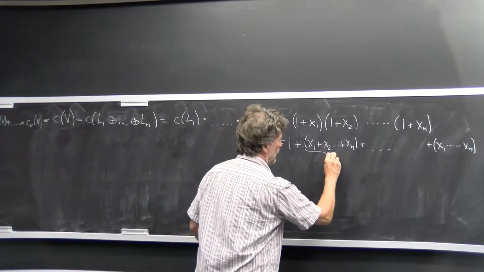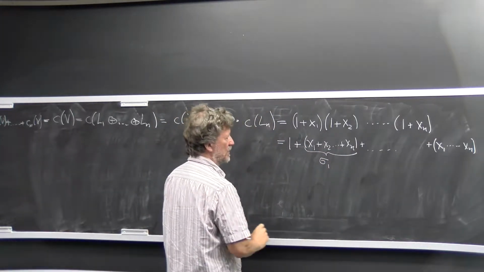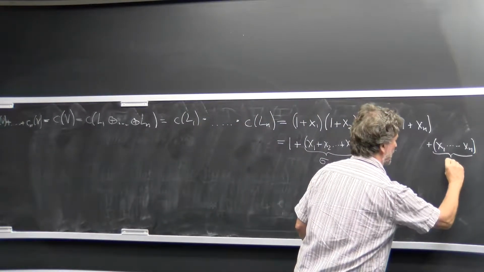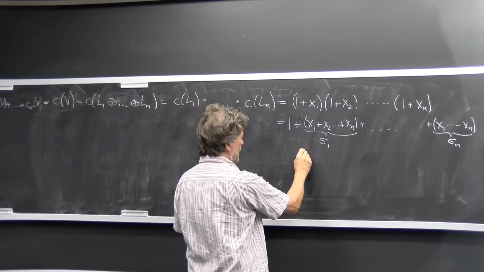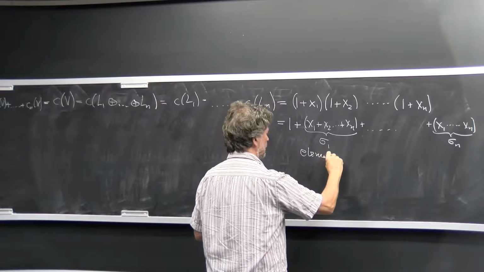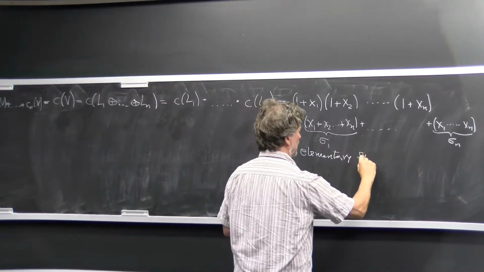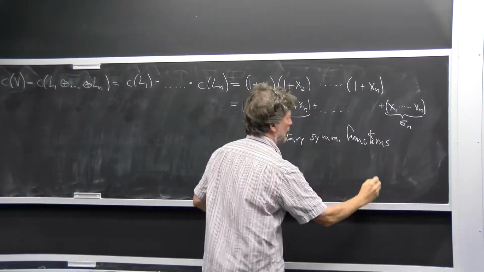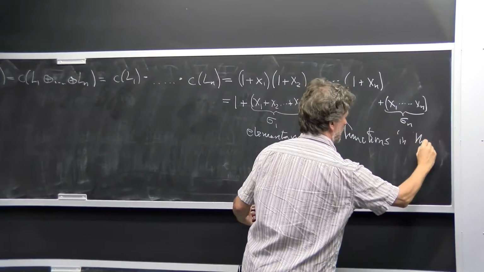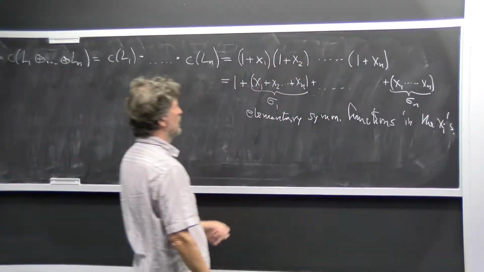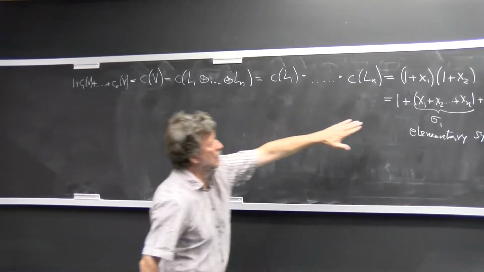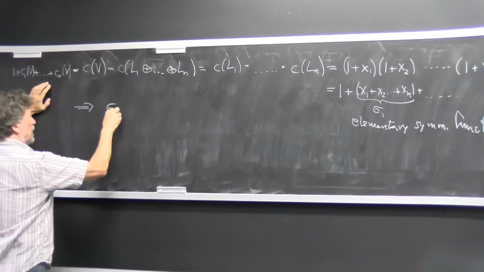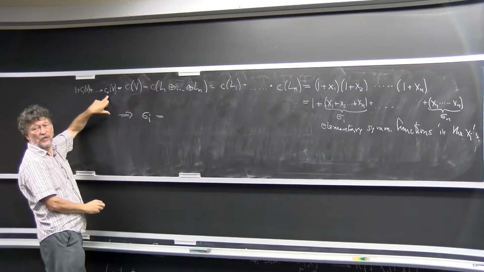So this is the so-called first elementary symmetric function. And then comes the second one that I didn't write down. I was lazy. And this is the nth elementary symmetric function. So these are elementary symmetric functions in the xi's. So what do I see by comparing this side with that side? Oh, I see that the ith elementary symmetric function is just the ith Chern class of V, right?